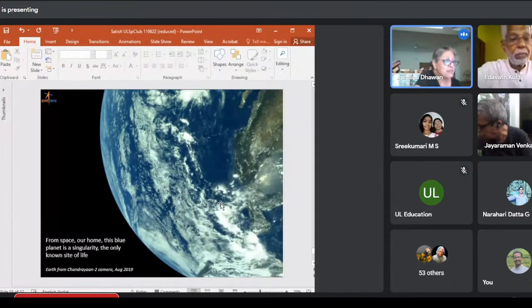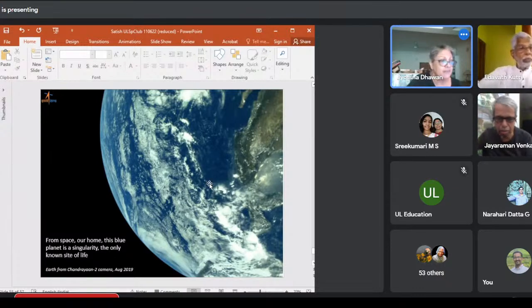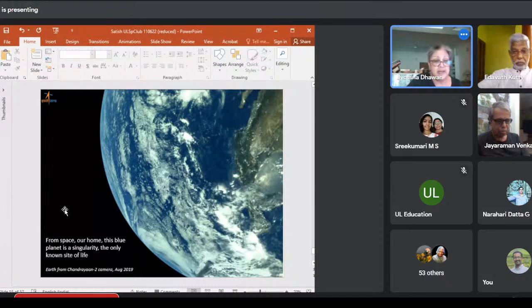Now, seen from space, our home is a beautiful place. Even if it is not always a beautiful place on the ground for too many of our brothers and sisters. This blue planet is a singularity. It's the only known site of life. This picture is taken from Chandrayaan camera.